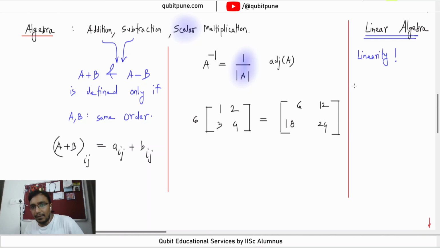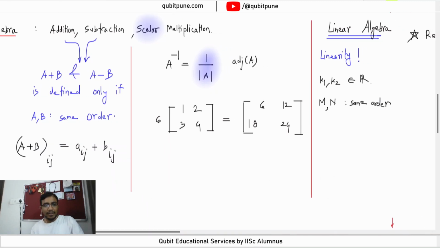Suppose we have two scalars k1 and k2, and suppose we have two matrices m and n, same size, or same order, I would say. What does the property of linearity tell me? The property of linearity tells me that I can, without any hesitation, do this.